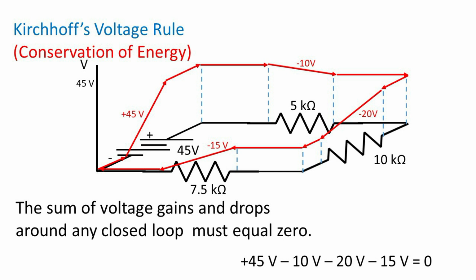Conservation of energy is accounted for in Kirchhoff's voltage rule. Here, the sum of voltage gains and drops around any closed loop must equal 0. In this example of a single loop, the 45-volt battery raises charges to 45 volts of electric potential. Each resistor around the loop uses a fraction of the charge's energy until after a complete circuit, charges have the same potential energy they started with.